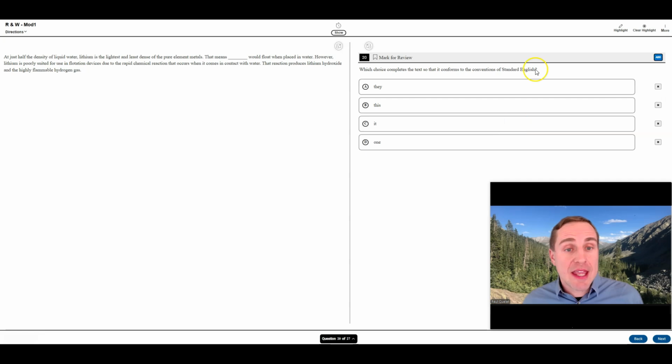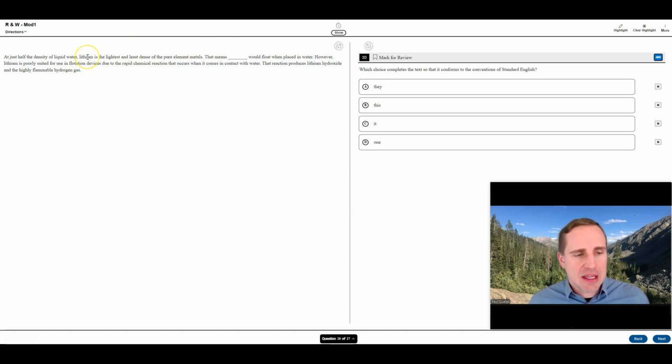Okay, question 20, again, standard English grammar. So it's they, this, it, or one. At just half the density of liquid water, lithium is the lightest and least dense of the pure element metals. That means blank would float when placed on water. Now, I don't think we need to read the rest of this. That means they, this, it, or one. So what is this blank referring to?